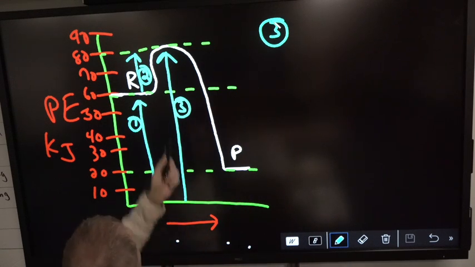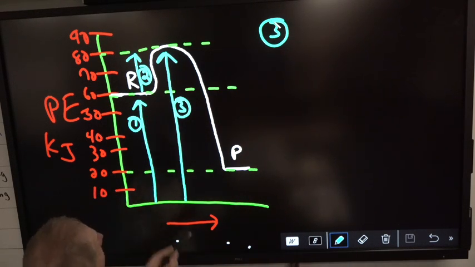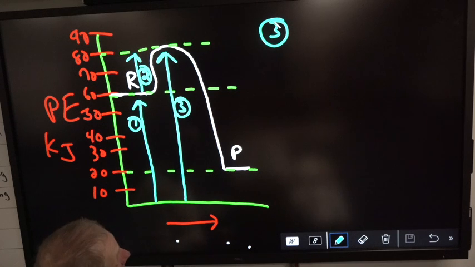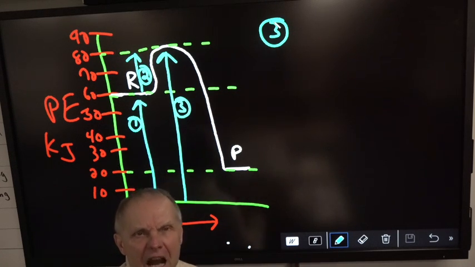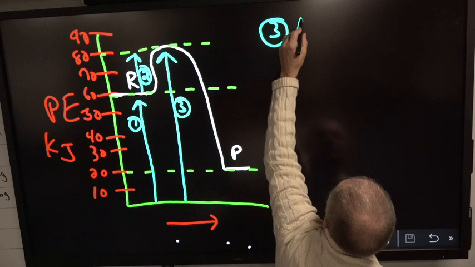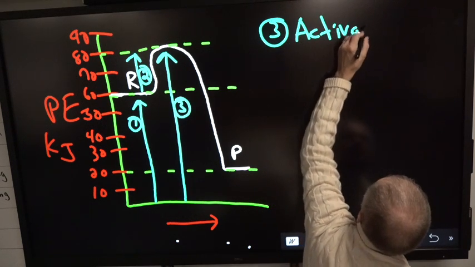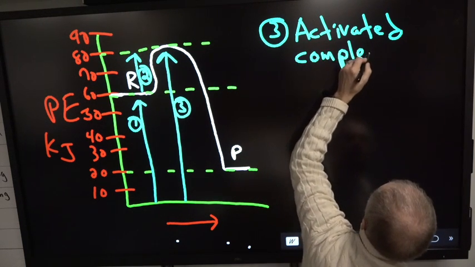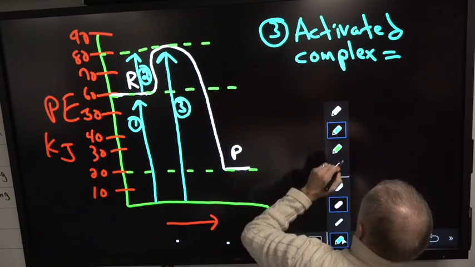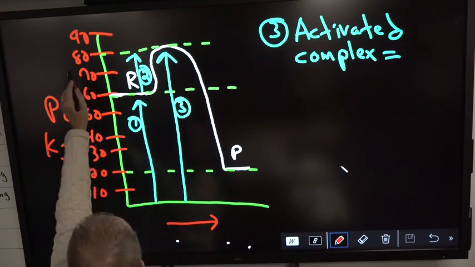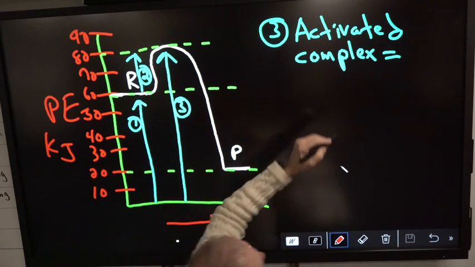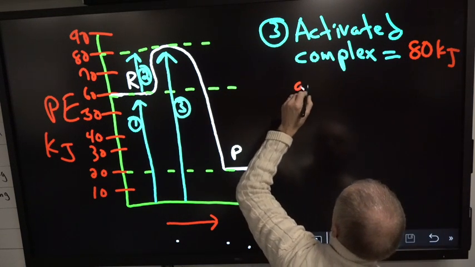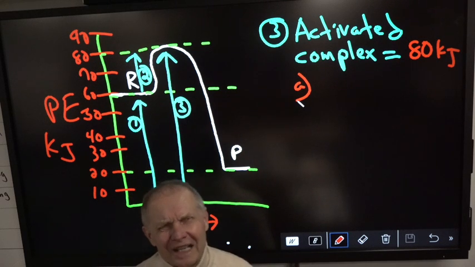Now this is an interesting line segment because it goes all the way from the top of the graph all the way to the bottom. So this is called the activated complex. An activated complex is 80 kilojoules. Well, why in the world is it called an activated complex?